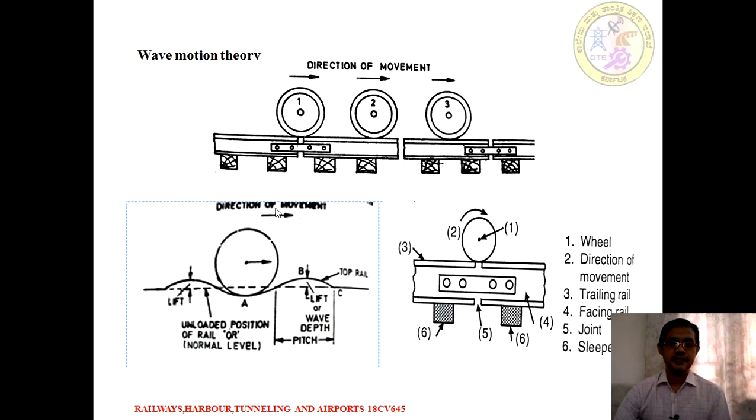For better understanding, we can have the figure here. We can say this is the first rail and this is the second rail. Both are bridged by the fish plate and a fish bolt, which is supported over the sleepers. So this is the direction of the wheel.